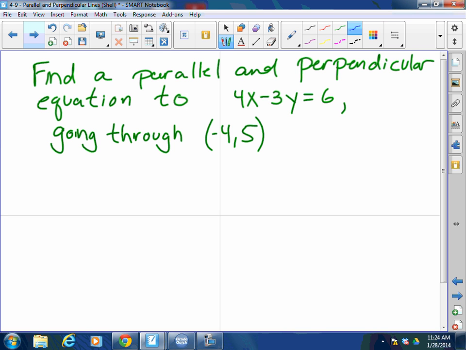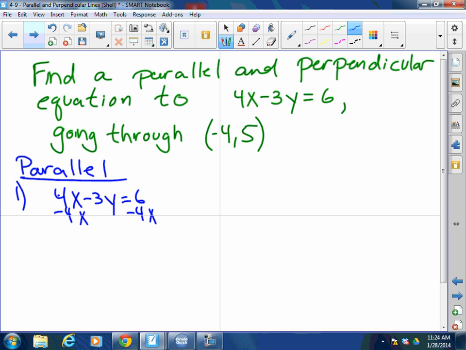Okay, let's first do our parallel equation in blue. What's step 1? Yeah, find the original slope, but wait a second. The slope isn't given to me yet. What do I have to do first? Thank you very much. Subtract the 4x from both sides. Very good. I got negative 3y equals negative 4x plus 6. Now, divide by the negative 3. Excellent job, gentlemen. So y equals 4/3 x minus 2.